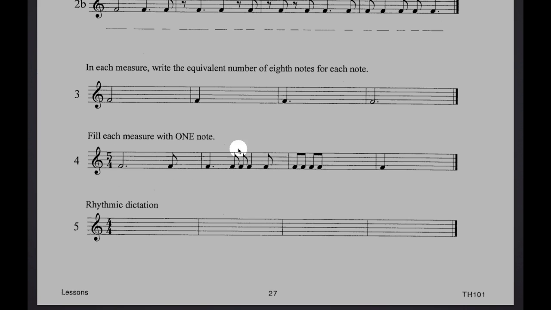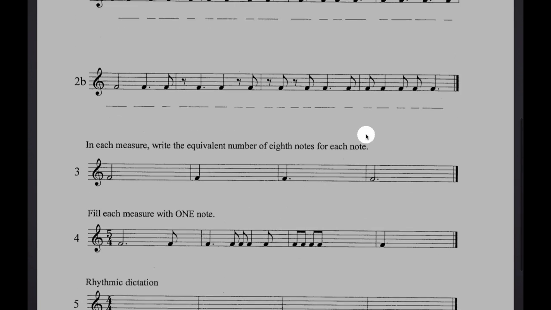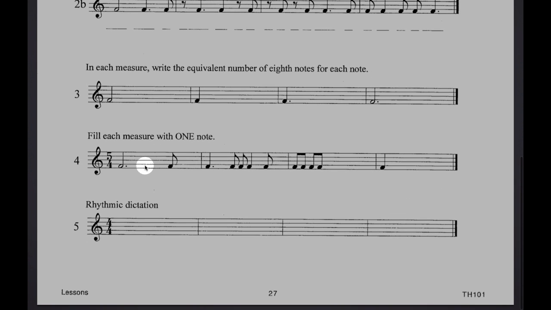Fill each measure with 1 note to make it 5 beats in each of these measures. Measure 1, 2, 3, 4. Let's do the first one together. This is 3 beats, that's a half, so we're missing 1.5 beats. What's 1 note that equals 1.5 beats up here? This one. So put the dotted quarter note right here. Please do the rest on your own.